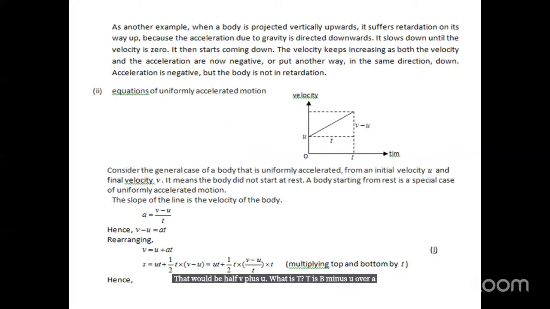Go back to the expression before. The slope of the line is the velocity of the body, right? If you are looking at the subject of the formula, just interchange A and T, right? The slope of the line, is it velocity or acceleration? Acceleration. This is a VT diagram, not an ST diagram. Okay. So T will then be equal to V minus U over A, right? Yes, sir.